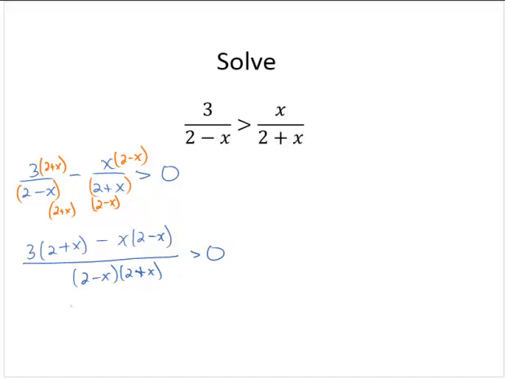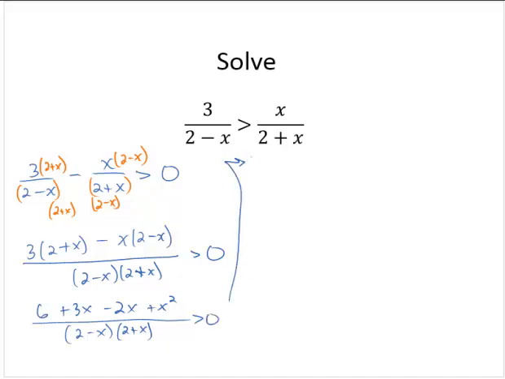And now I'll simplify the numerator. That would be 6 plus 3x minus 2x plus x squared over 2 minus x, 2 plus x is greater than 0. And let's simplify it further. x squared plus x plus 6 over 2 minus x, 2 plus x is greater than 0.